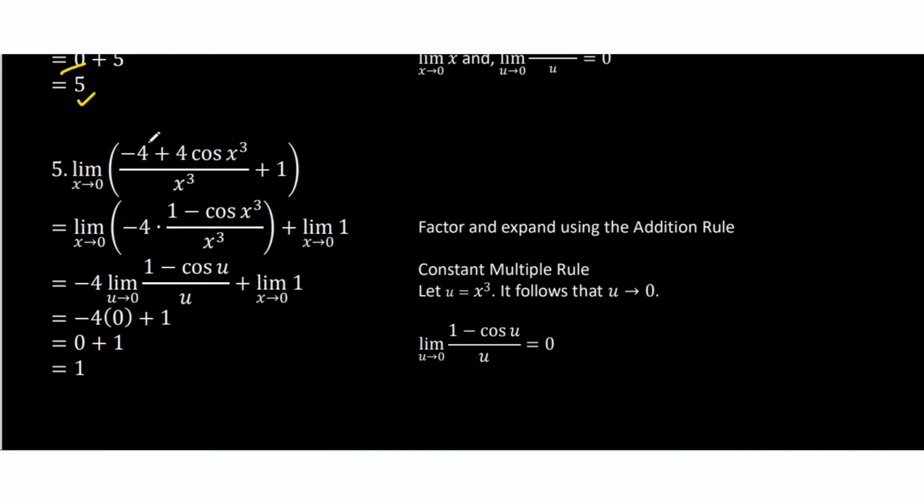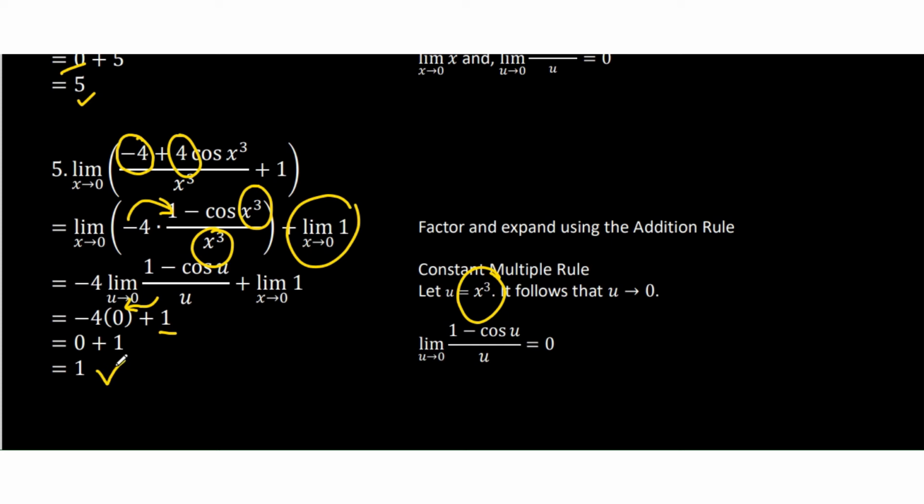Now number 5, we can factor it out and we bring out -4. Okay, so -4 times 1 is -4. -4 times negative cosine x cubed is +4 cosine x cubed. And x cubed is already the same in numerator and denominator, plus limit of 1, which is a constant. Okay, we can now substitute. Let u be equal to x cubed. So according to the rule, that is simply 0. So -4 times 0 is 0. Added to 1, the answer is 1.